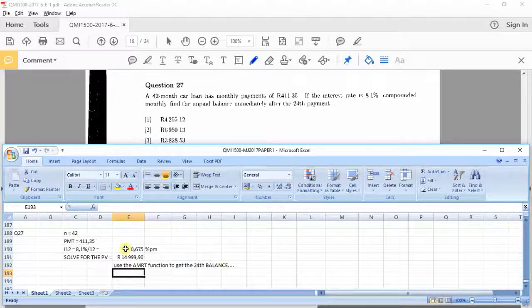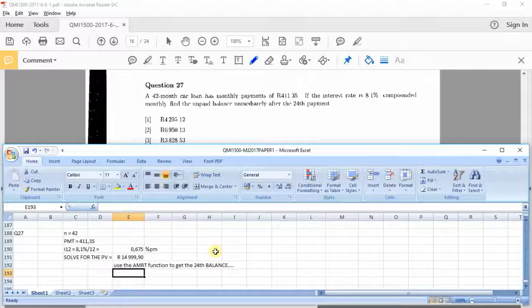Okay, so let's do that on the calculator. Shift master clear, reset everything, reset yes. Okay, so we're ready. Now let's put that in. 42 is your N. Payment is 411.35. The I is 8.1 divided by 12, that's the rate. Okay, solve for the PV, compute PV. There's my PV.